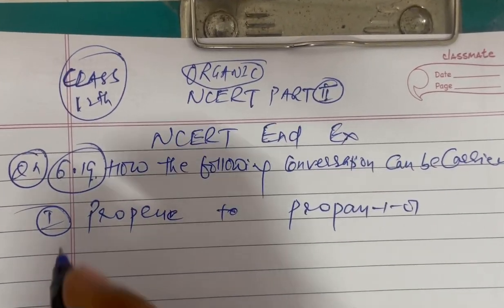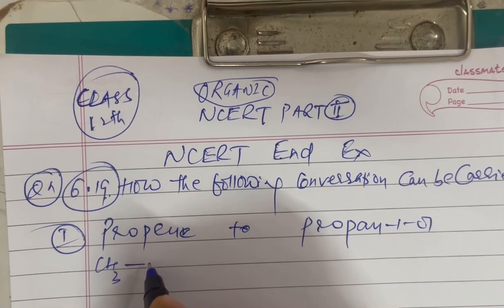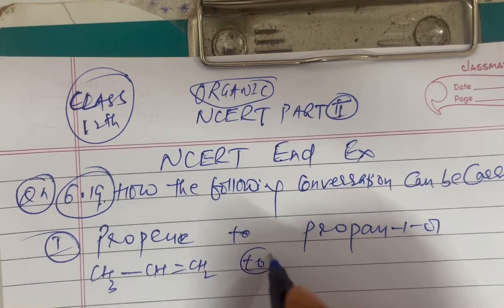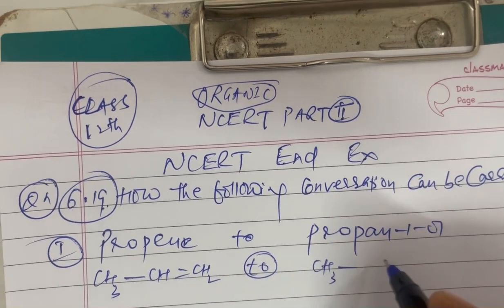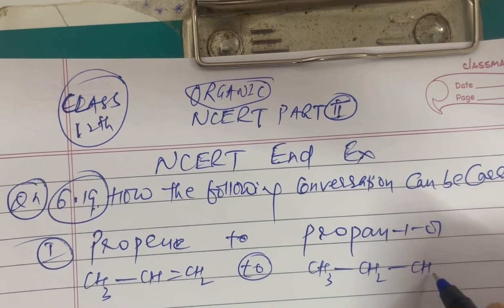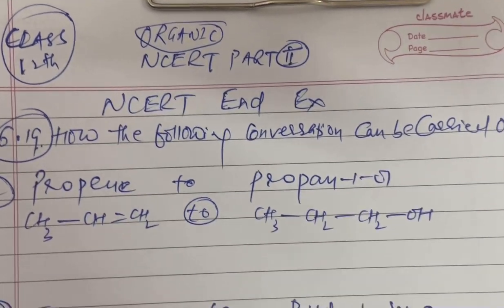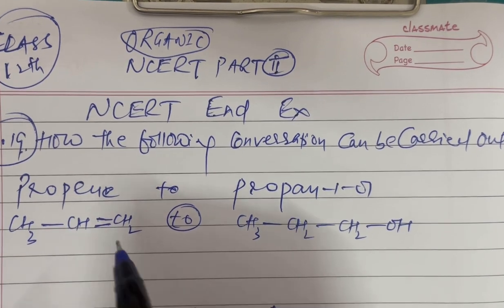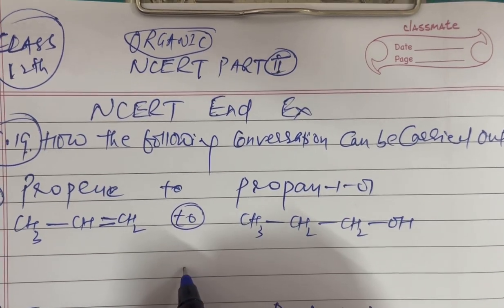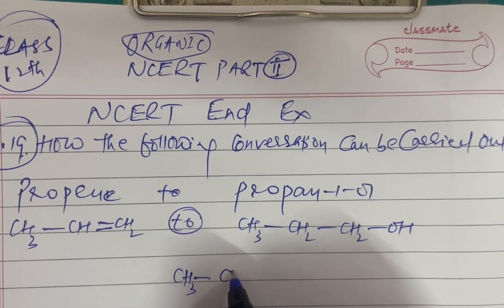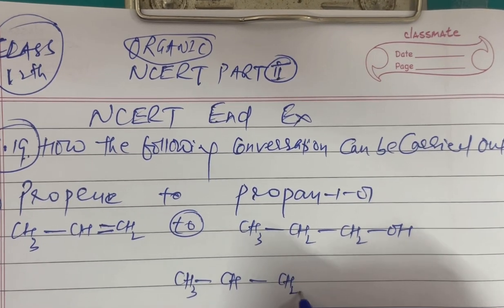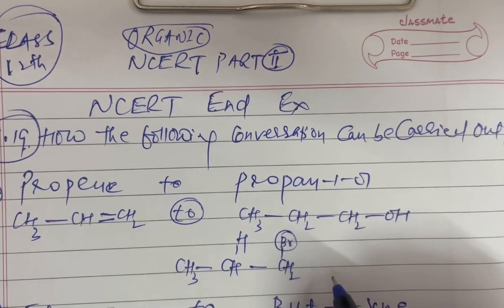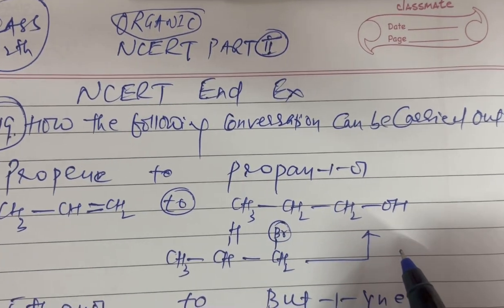So let's draw the structure first. Propene is CH3, CH double bond CH2. So basically propene to propanol, CH3, CH2, CH2 and OH. So what we have to do first, we will try to convert this propene into CH3CH2CH2Br like this, and this Br will be replaced by OH by SN2 mechanism.